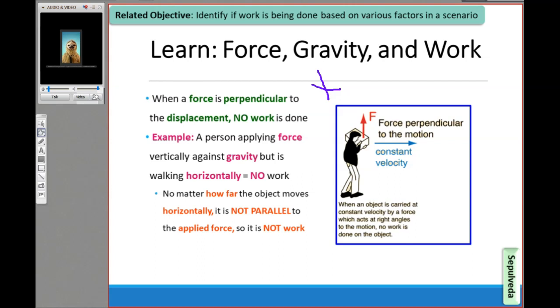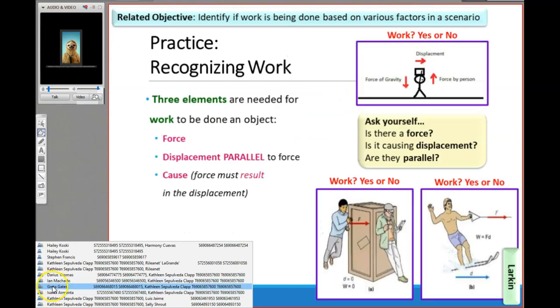It has to be parallel. No matter how far that object moves horizontally, it is not parallel to the applied force, so it is not work. I can move around the room and change directions, but it is perpendicular. It is not parallel. It is not work. Okay, now some of us may think, well, I think Mrs. Holden is work. Nope, it's not work. Let's see it in examples.